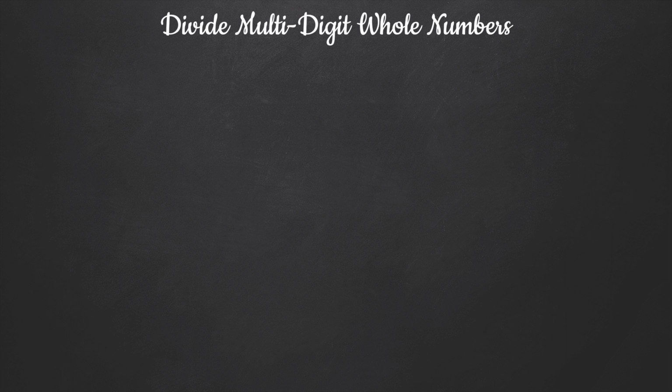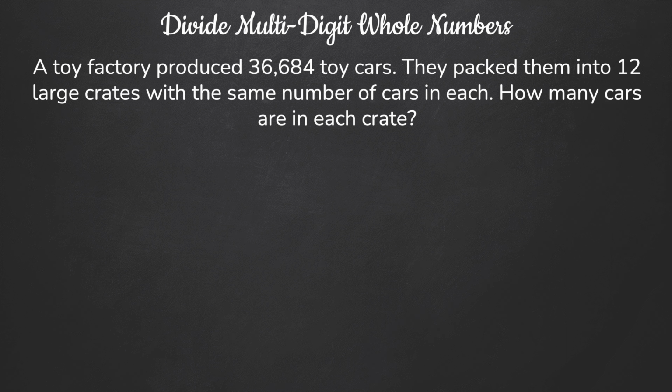Here we have our next word problem. A toy factory produced 36,684 toy cars. They packed them into 12 large crates with the same number of cars in each. How many cars are in each crate?